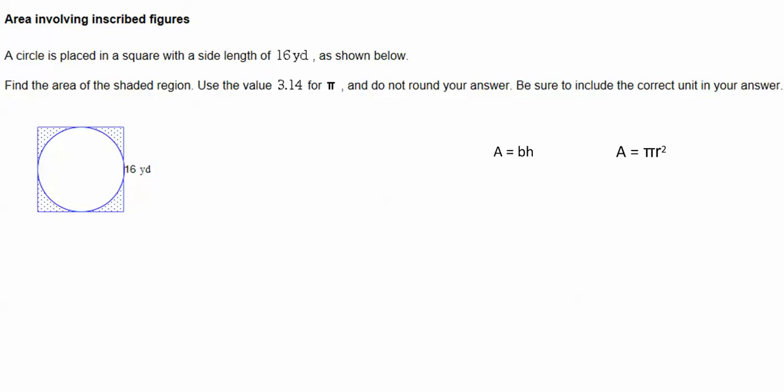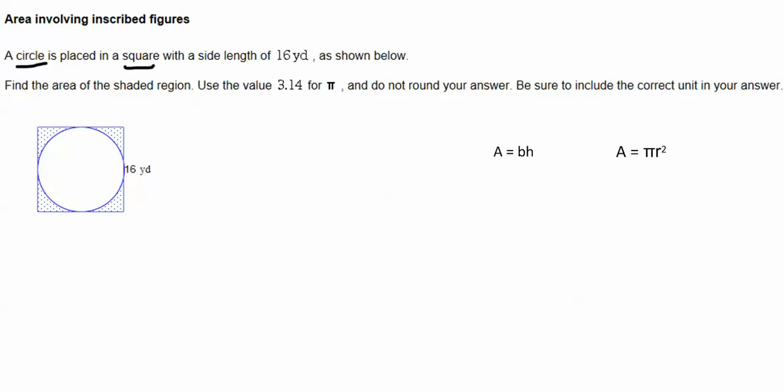Okay, so we're going to find the area. It says a circle is placed in a square. So we're dealing with a square and a circle, and the square has a side length of 16 yards. You see that represented below. It says find the area of the shaded region, this dotted area, which ends up being in 4 little parts. It says use the value of 3.14 for pi with your circles, and do not round your answer. Be sure to include the correct unit in your answer as well. So we need to make sure we have our label at the end.